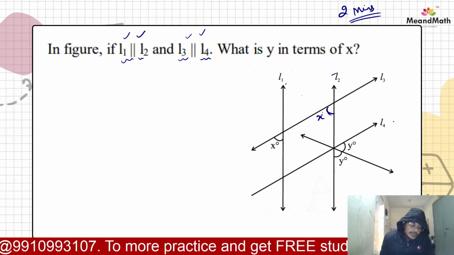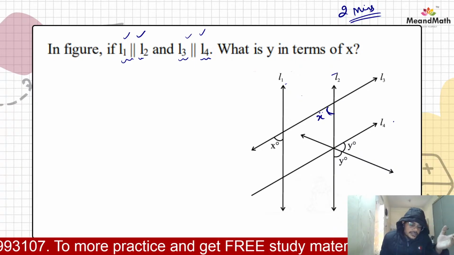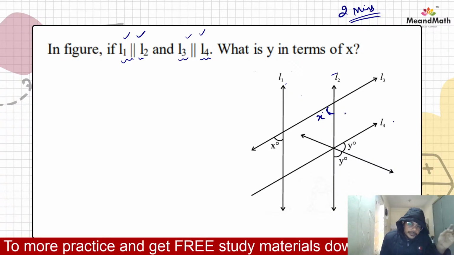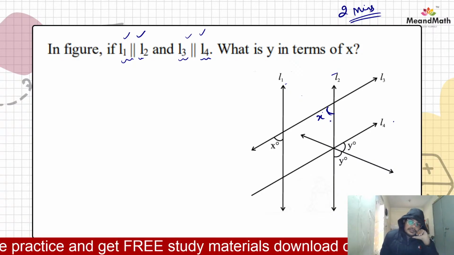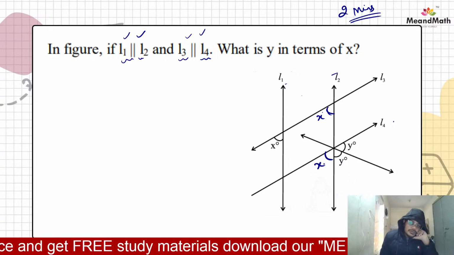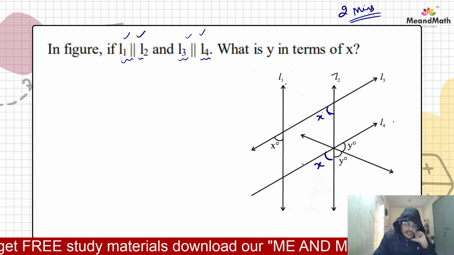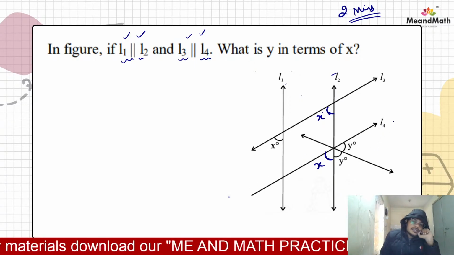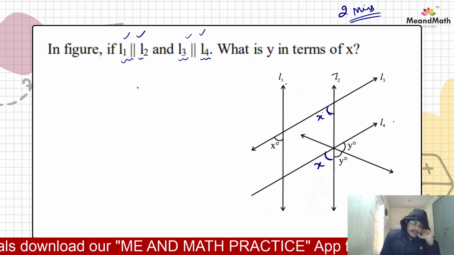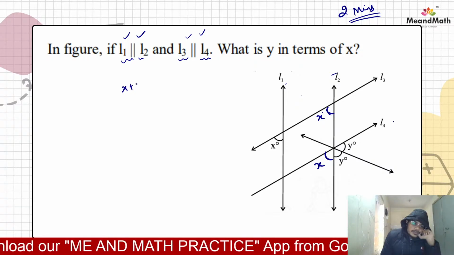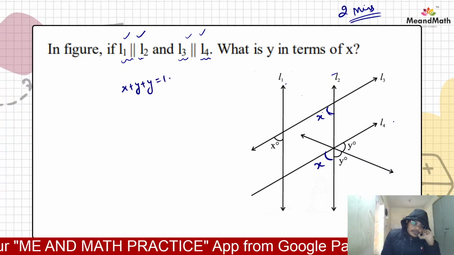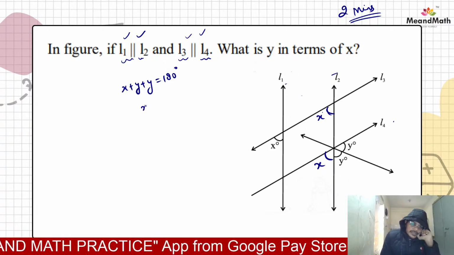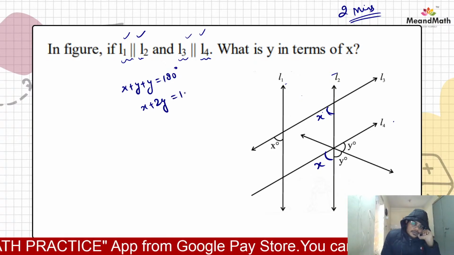Now I am not going to give you why this angle should be equal to this. I have already told you. If this is equal to this, that means this should be equal to X, right? So if these two are X, and this is a straight line, L4 is a straight line, right? That means x plus y should be equal to 180 degrees. That means x plus 2y is equal to 180 degrees.